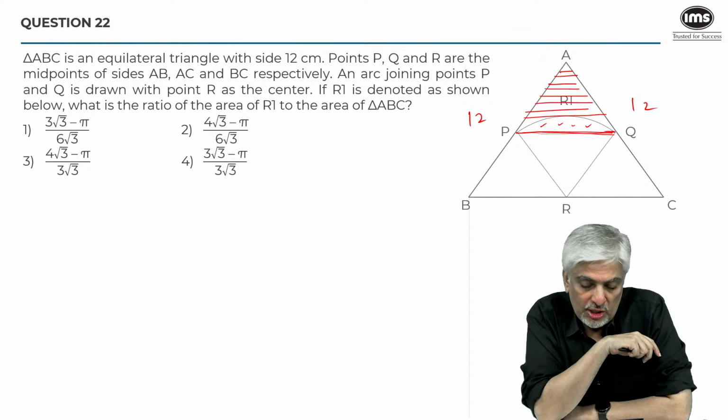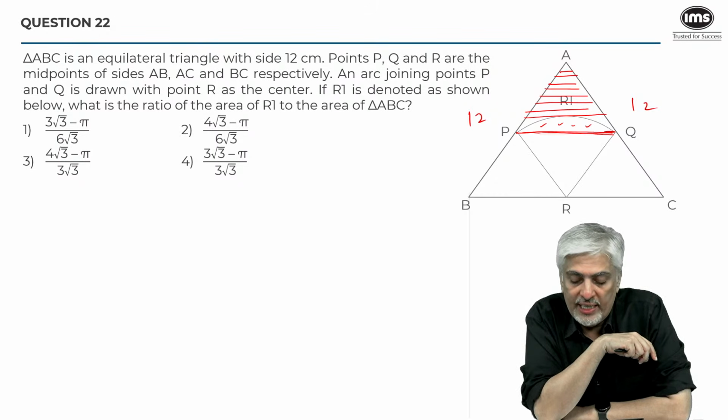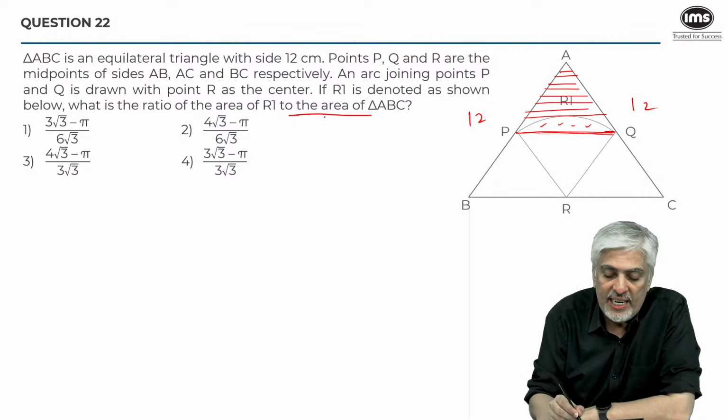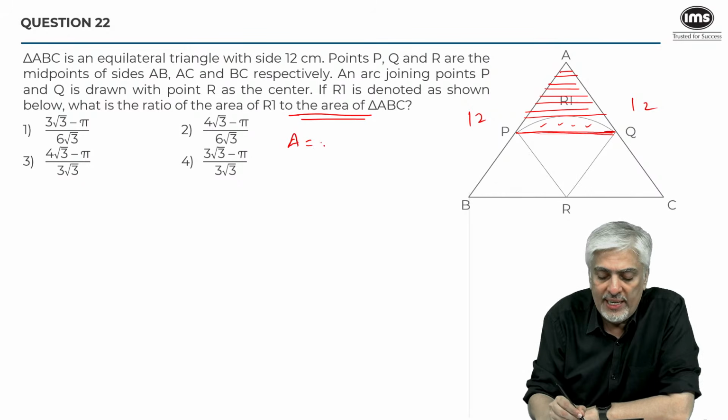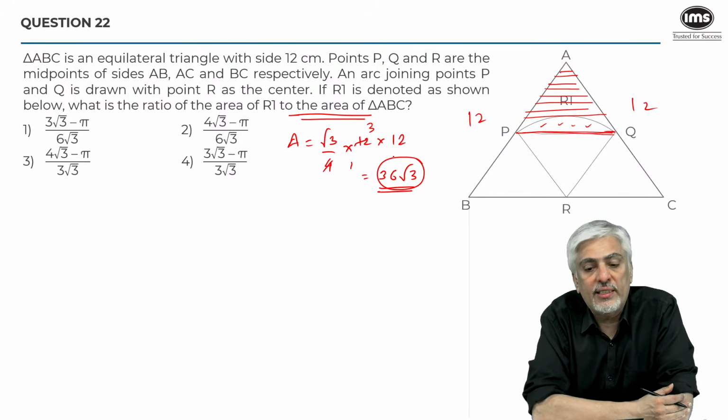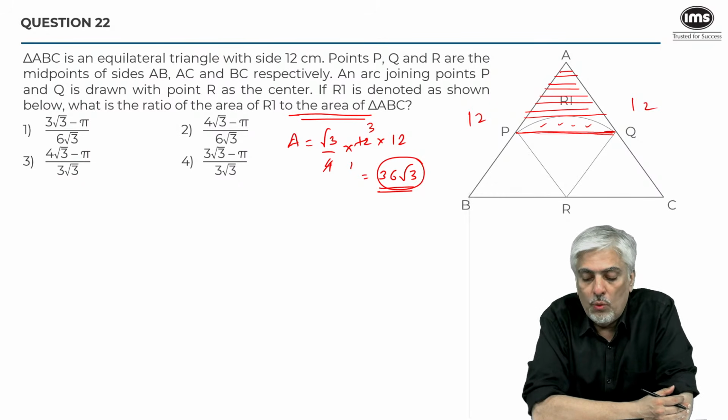And what do they ask for? What is the ratio of R1 to the area of triangle ABC? So at least the area of triangle ABC is oral, means very simple. Area of the triangle ABC is root 3 upon 4 into side square. That is 36 root 3. So my denominator is going to be 36 root 3. Now, what about the part which I want? R1.